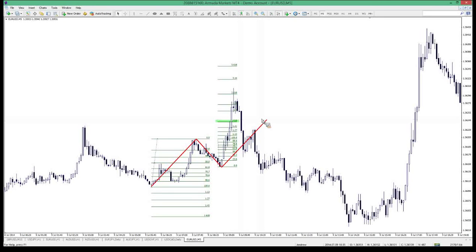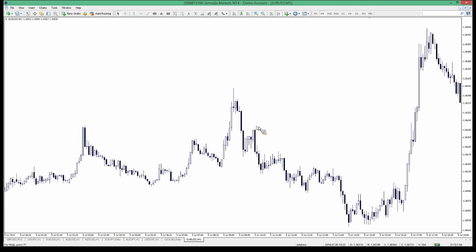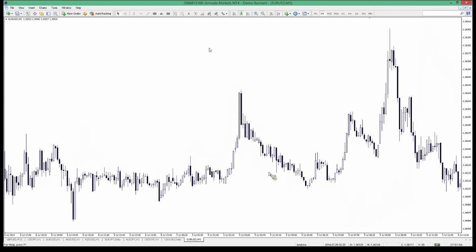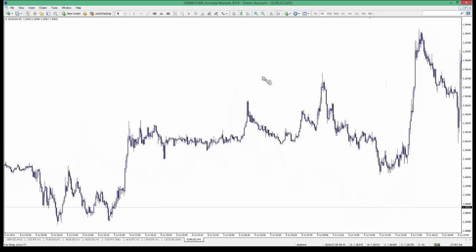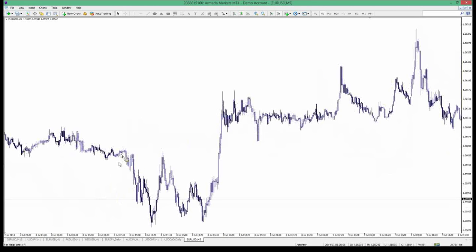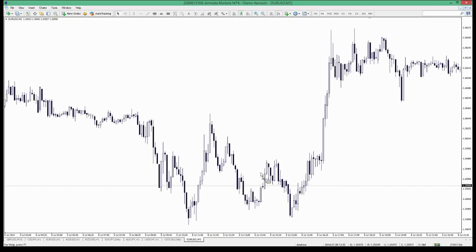Now, in terms of trading these things, you can either use limit orders or you can just wait for confirmation, like some kind of candle pattern or something. So the best is, if you're keen on using these things, just go and play around with them.